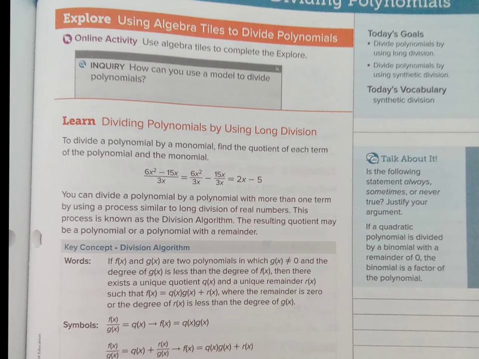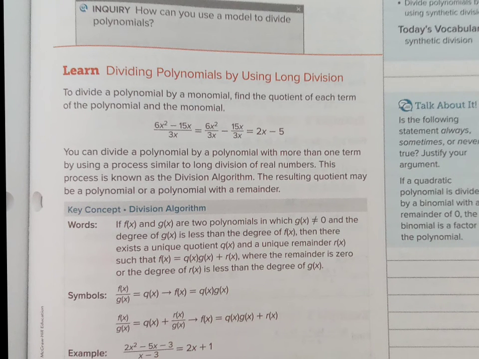So, the vocab up there, synthetic division, we'll get to that. That's a special method that we can use. And so right here, they're giving you a very specific situation. Okay, so this is what this is saying, if you're dividing by a monomial only, this is only true for a monomial, then you can break the fraction up.